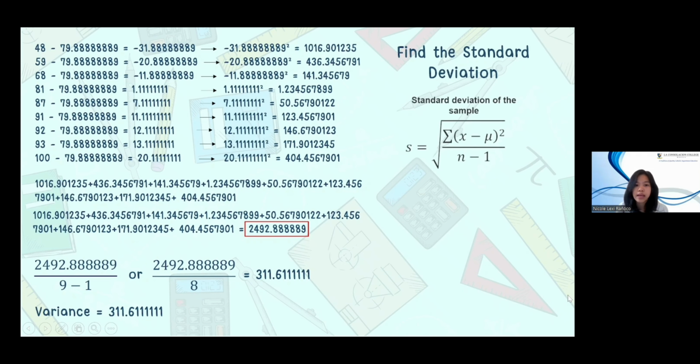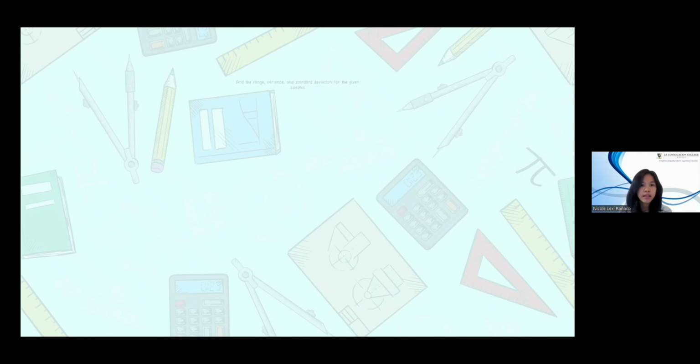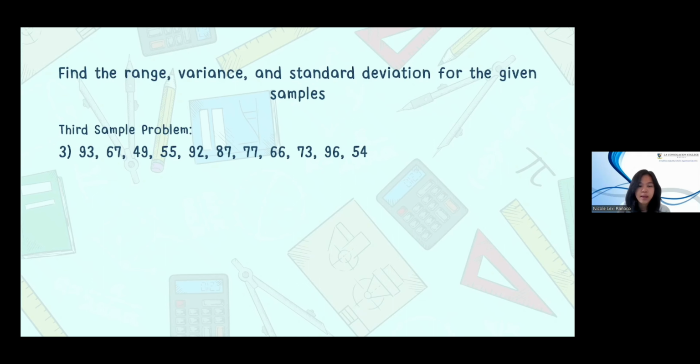Now that we have the variance, we can get the standard deviation. Again, to get the standard deviation, we need the square root of our variance. So the square root of 311.611111 is equal to 17.6551005, which is our standard deviation. Let's now proceed to our last sample problem.